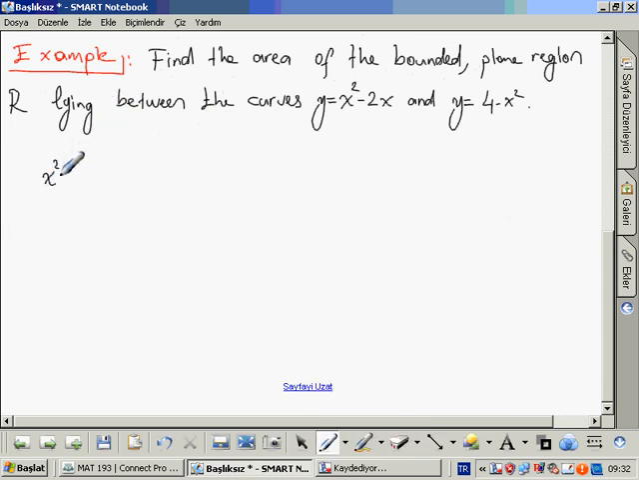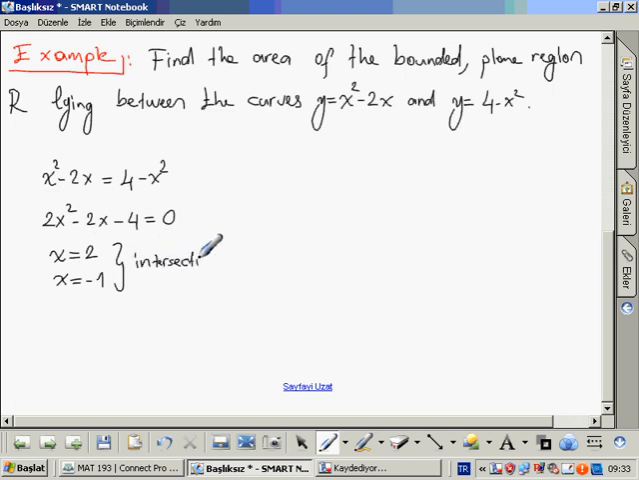And x squared minus 2x equals 4 minus x squared. So firstly we will calculate the intersection points of these two curves: 2x squared minus 2x minus 4 equals 0, and x equals 2 and x equals minus 1. These are the intersections at the x-axis. And what can we say about that?